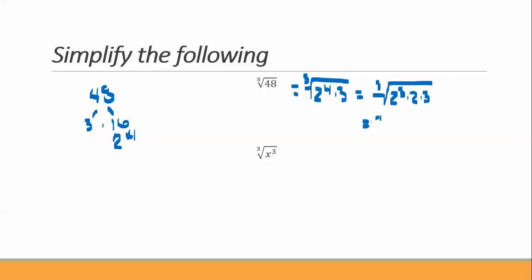Then that's the same thing as saying the cube root of 2 cubed times the cube root of 2 times 3. The cube root of 2 cubed, just like the square root of 2 squared, the cube root of 2 cubed is equal to 2. And then neither of these are perfect cubes, so we can leave them as is and make it the cube root of 6. The cube root of x cubed is just x.